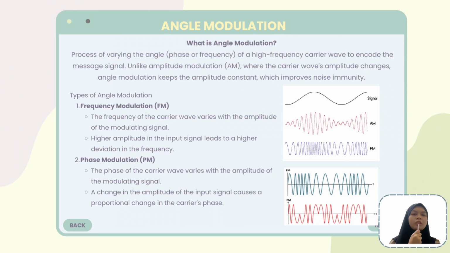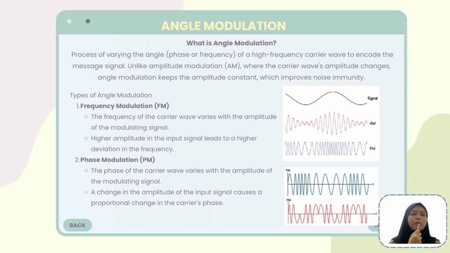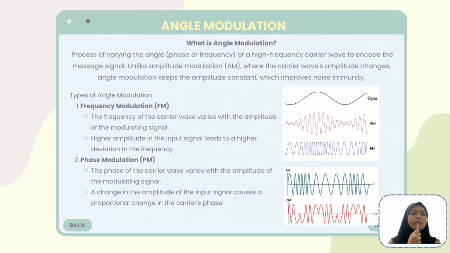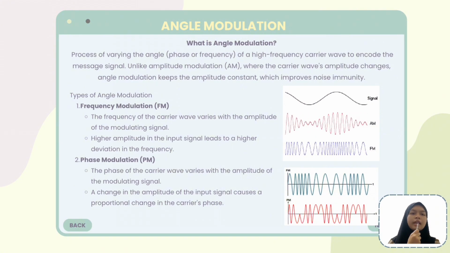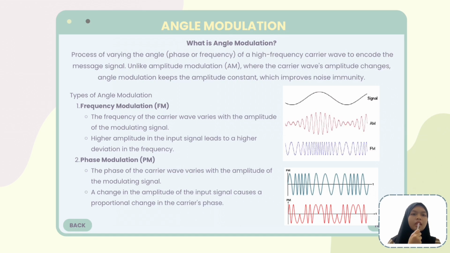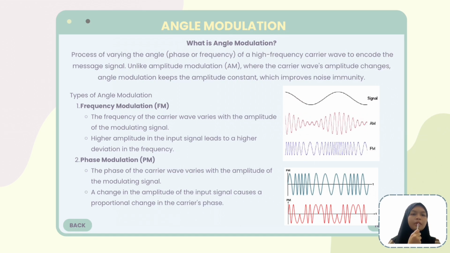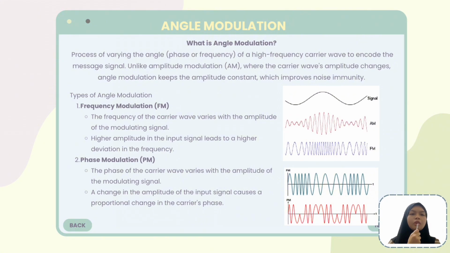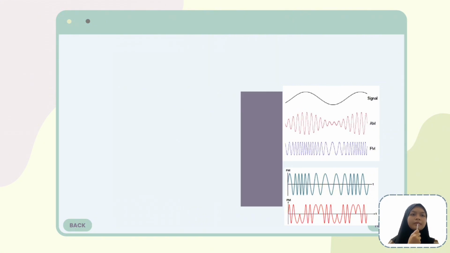First, frequency modulation. The frequency of the carrier wave varies with the amplitude of the modulating signal. A higher amplitude in the input signal leads to a higher deviation in the frequency. Second, phase modulation. The phase of the carrier wave varies with the amplitude of the modulating signal. A change in the amplitude of the input signal causes a proportional change in the carrier phase.